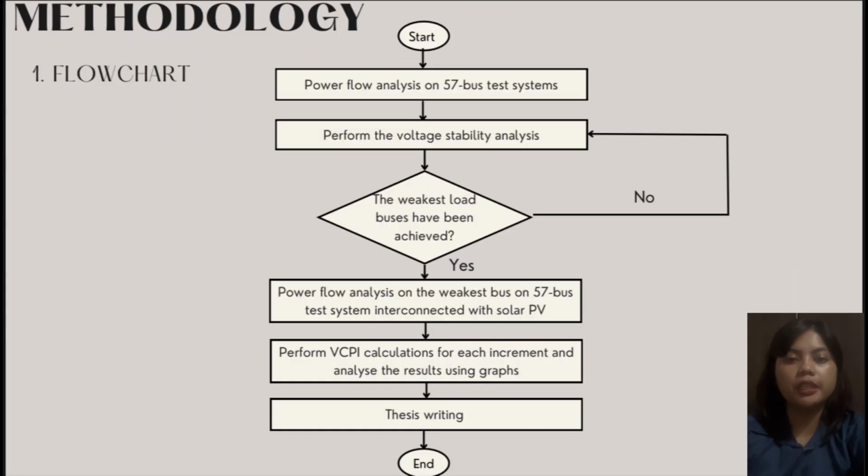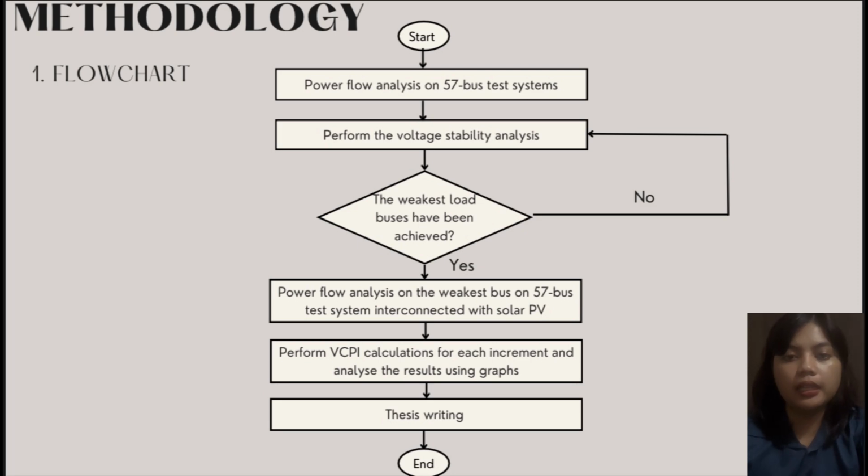Next, I will explain the flow of the research. So first, perform the power flow analysis on the 57 bus test system using the Newton-Raphson method in MATLAB. The result displays the voltage magnitude for all buses. Perform the voltage stability analysis using VCPI. Calculate the VCPI using the formula and analyze the findings to identify the weakest bus. If the weakest bus is not identified, recompute the VCPI until it is found. This will be the preliminary results.